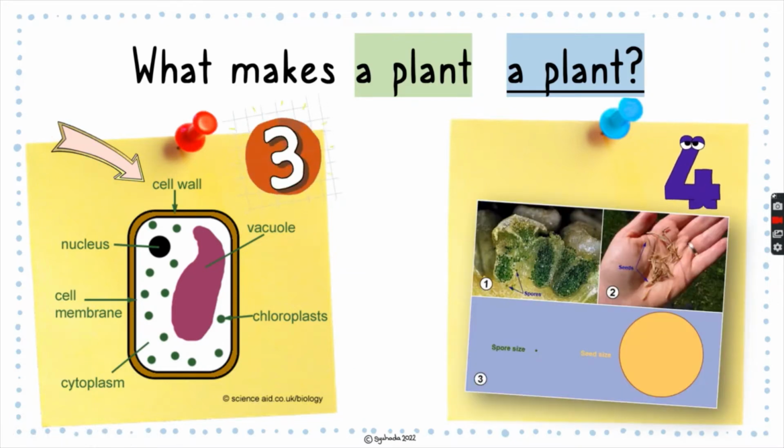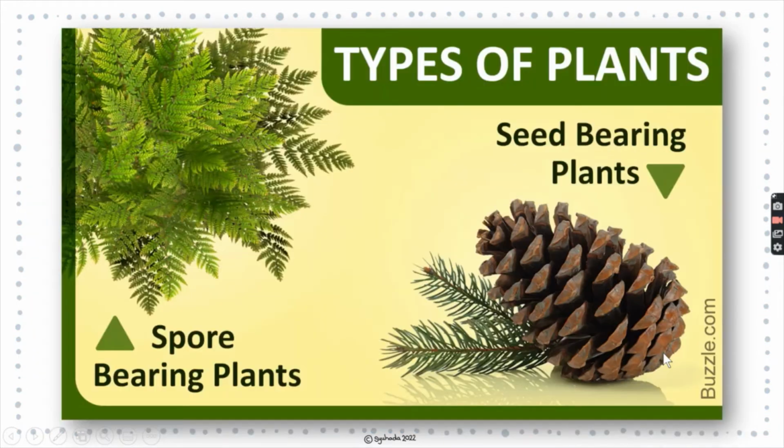And lastly is how they reproduce. Number 1, either they make spores or they make seeds. And just to let you know, spores are very tiny compared to a seed, because seeds actually contain food stores, and we call them the cotyledon. We're going to cover more about that later.